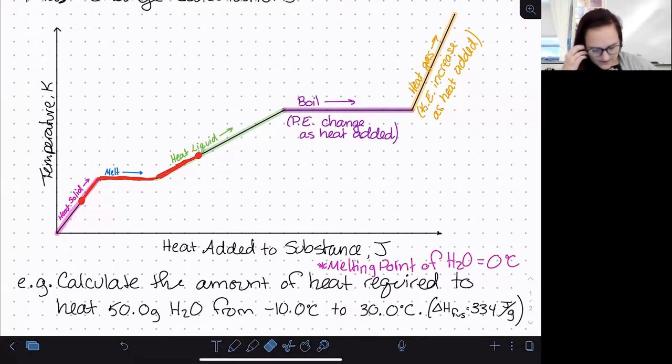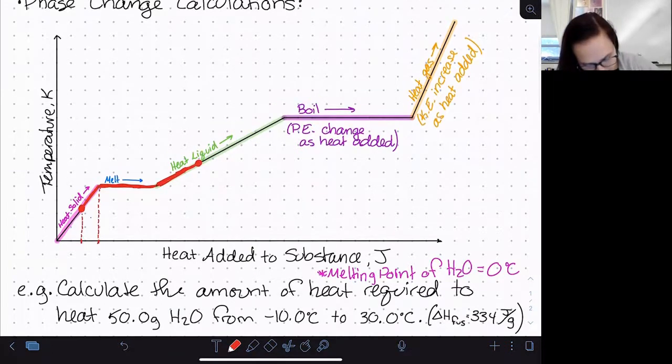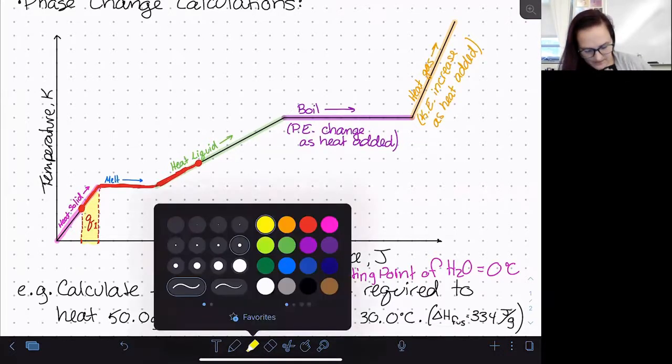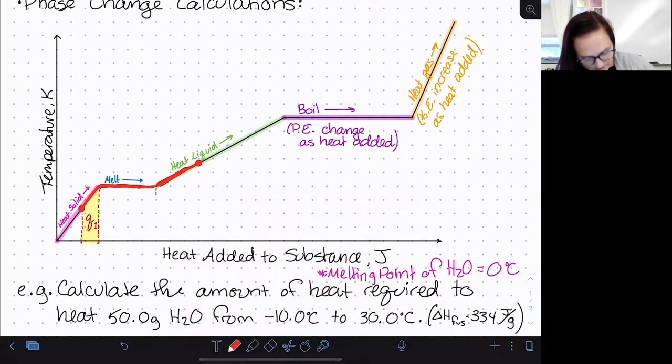That there is an amount of heat required to heat the solid up to the melting point, and we can calculate that. So we'll get a Q value for this area. We'll call that Q1. So this amount of heat is the amount of heat it takes to get from negative 10 up to the melting point. There is an amount of heat required to melt our substance.